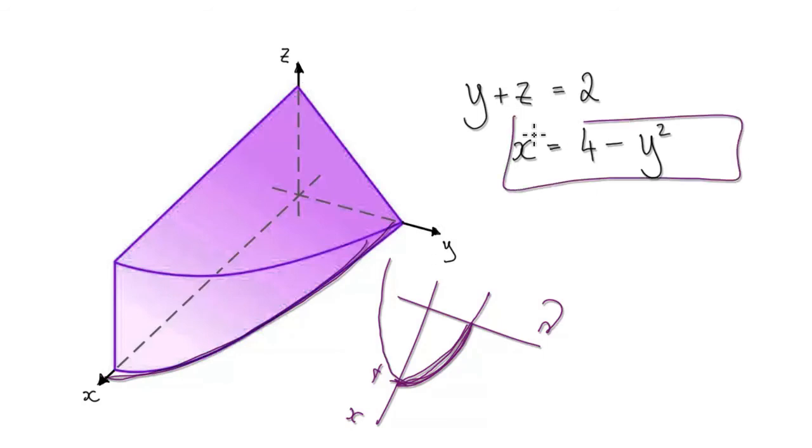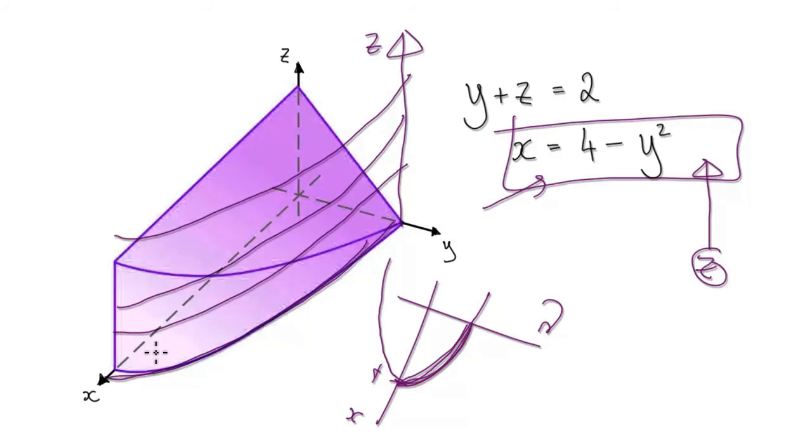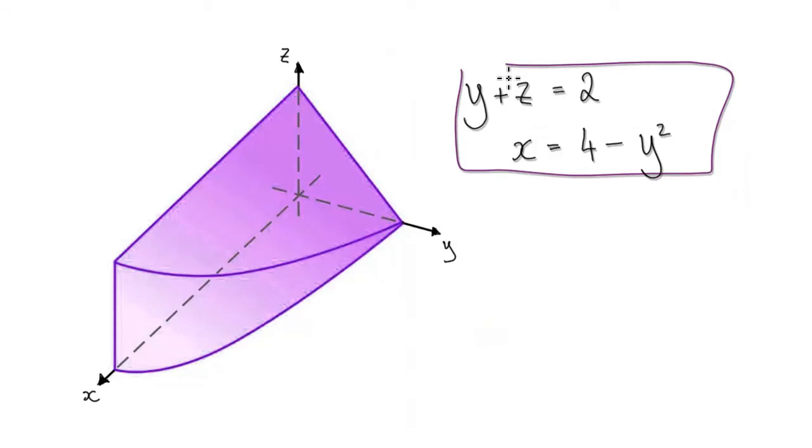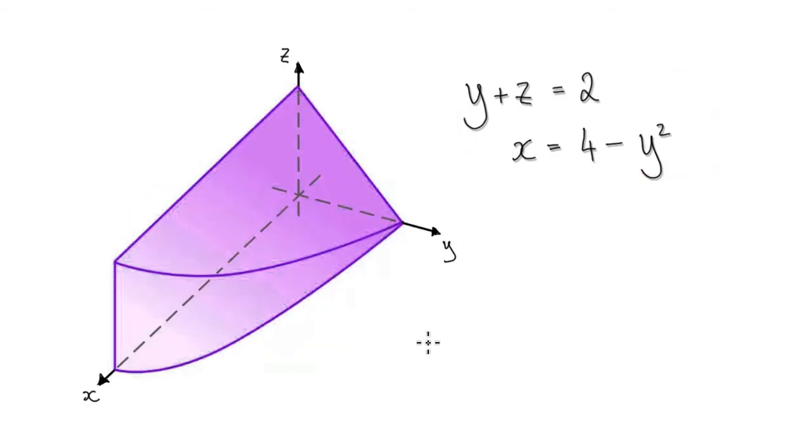Looking at this, the absence of a z means that any quadratic will satisfy this. So you're going to get a surface looking something like this, a trace in the z direction. Any quadratic of that form in the z direction will satisfy this equation. Now we're looking at the intersection of those two surfaces. The intersection of those two surfaces is given by this solid. Now set up our triple integral to work out the volume of this solid.